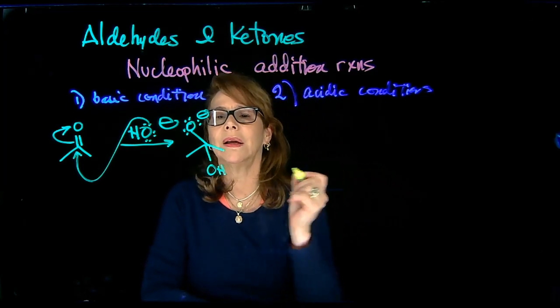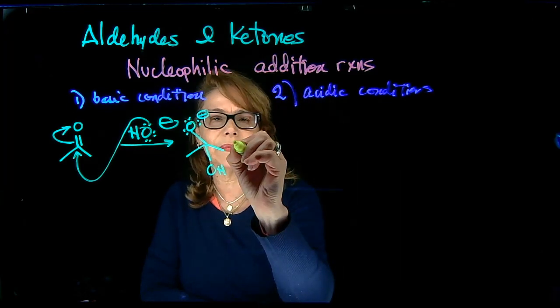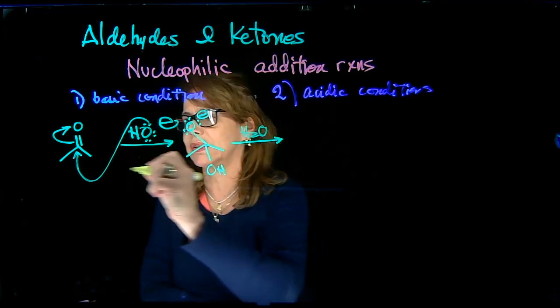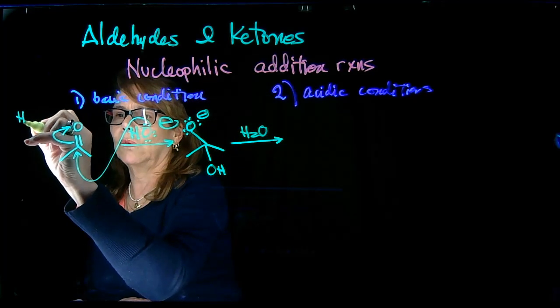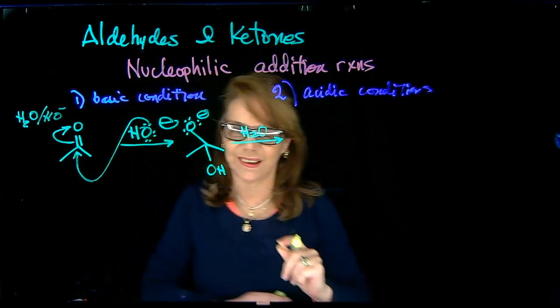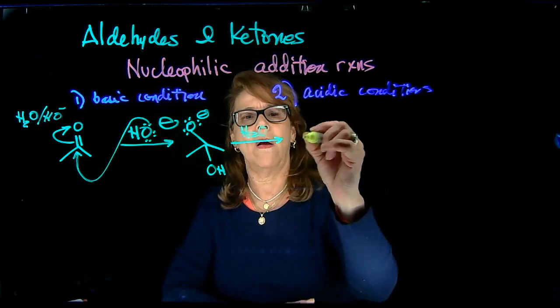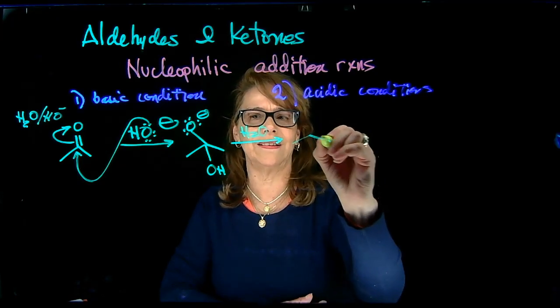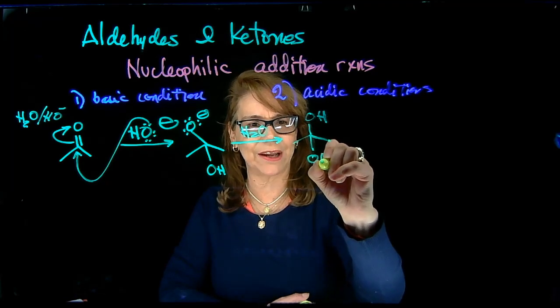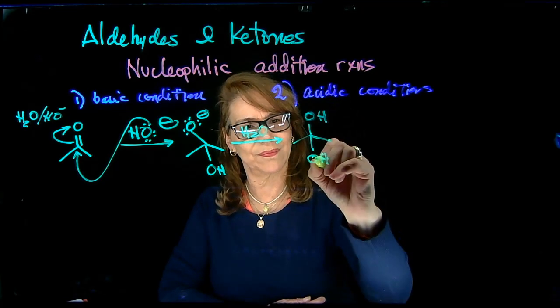All right. And so at that point, if you are under basic conditions, water is your acid and your conjugate base is OH, say that you have that in the reaction vessel. What's going to happen after is the protonation, and this is a hydrate.